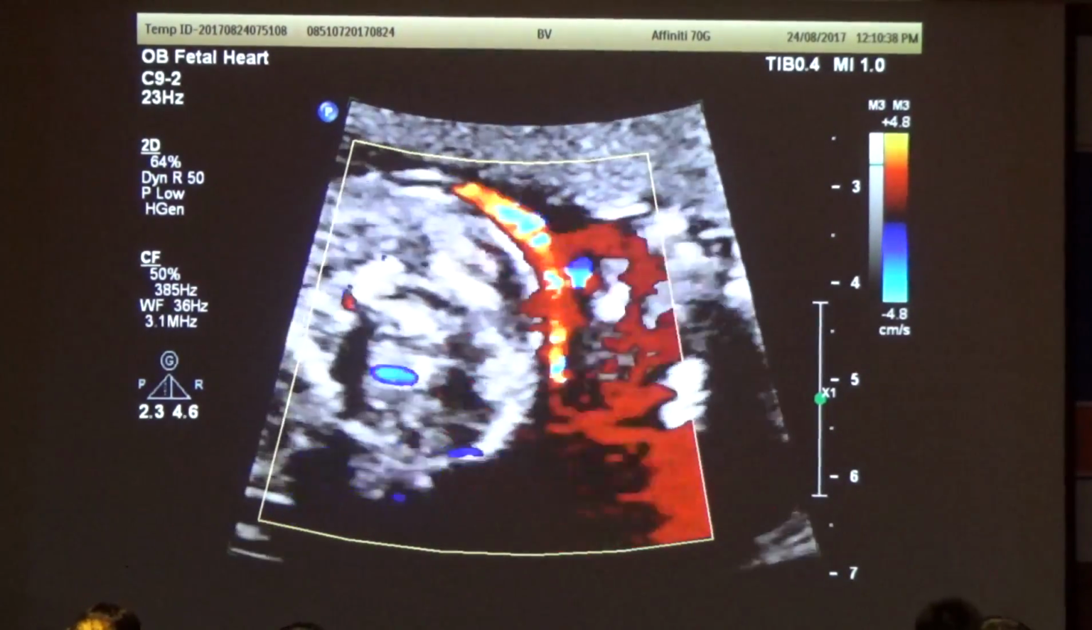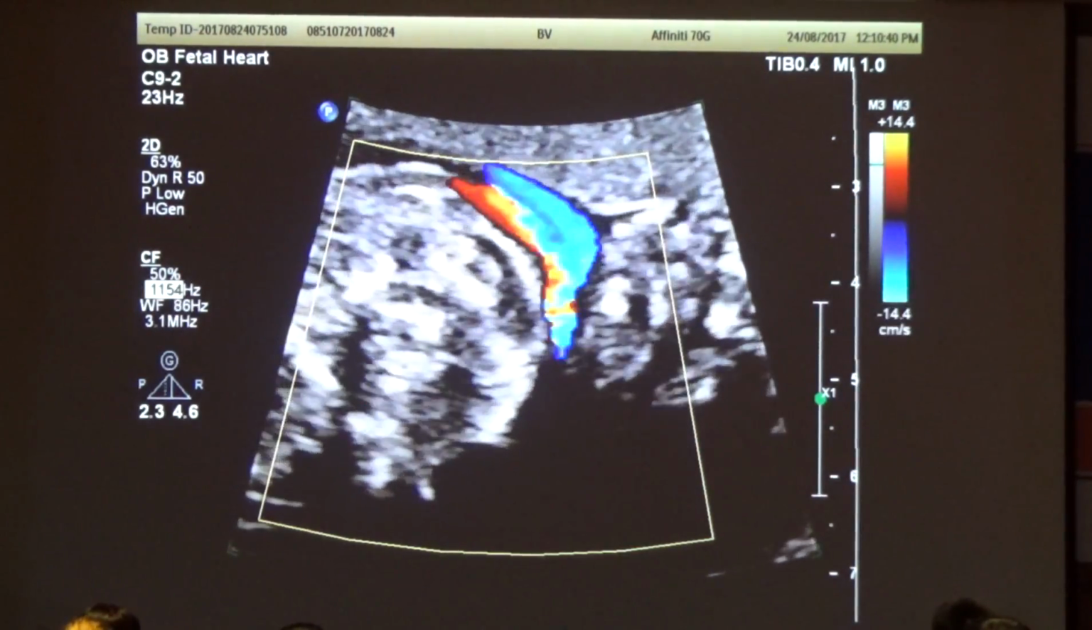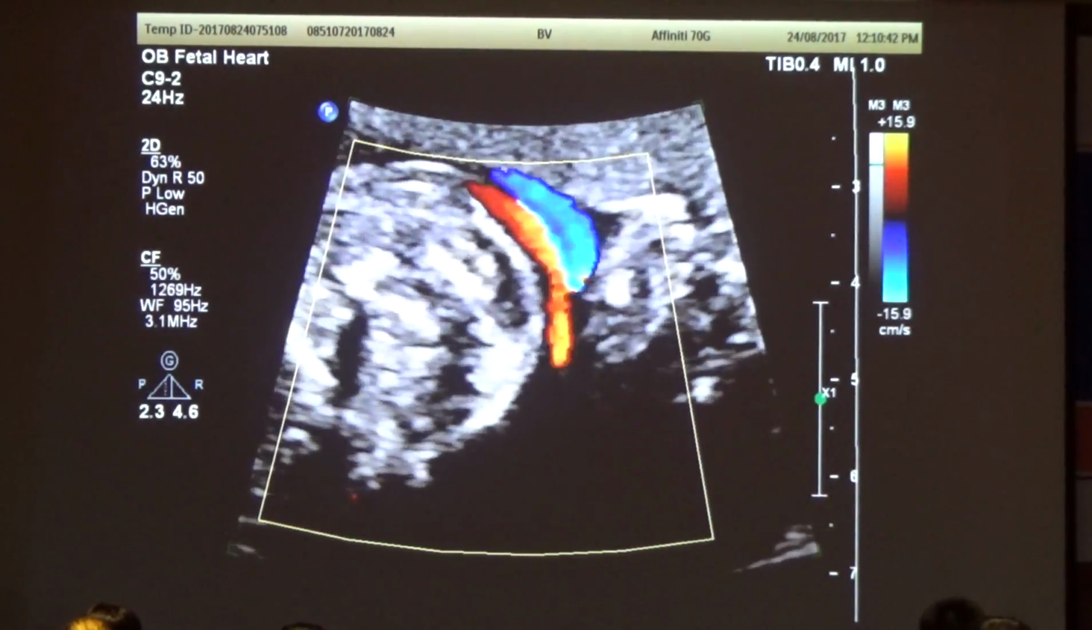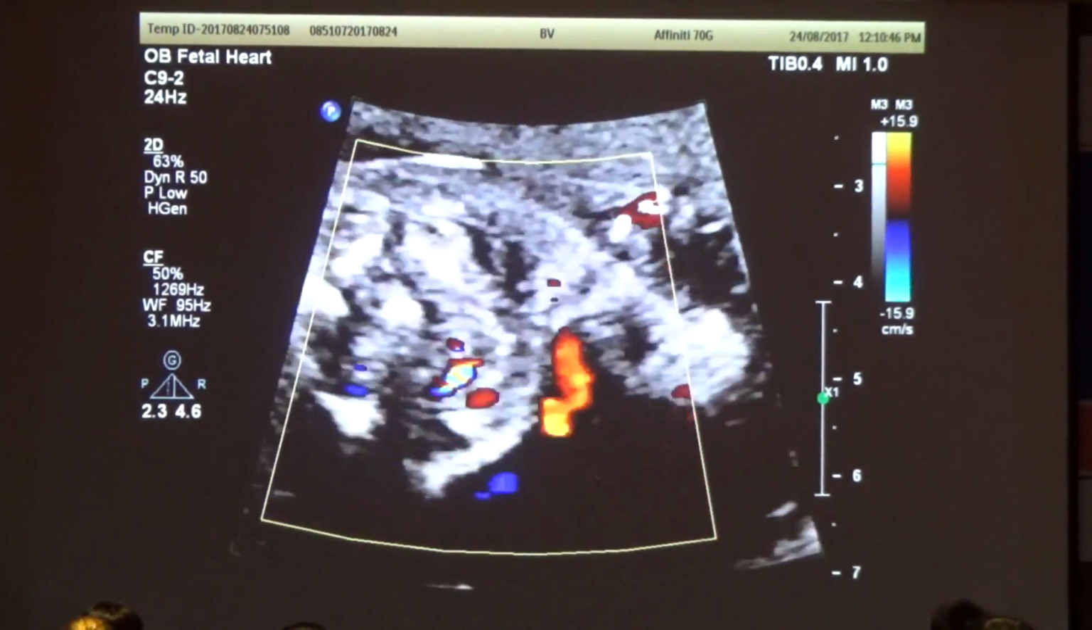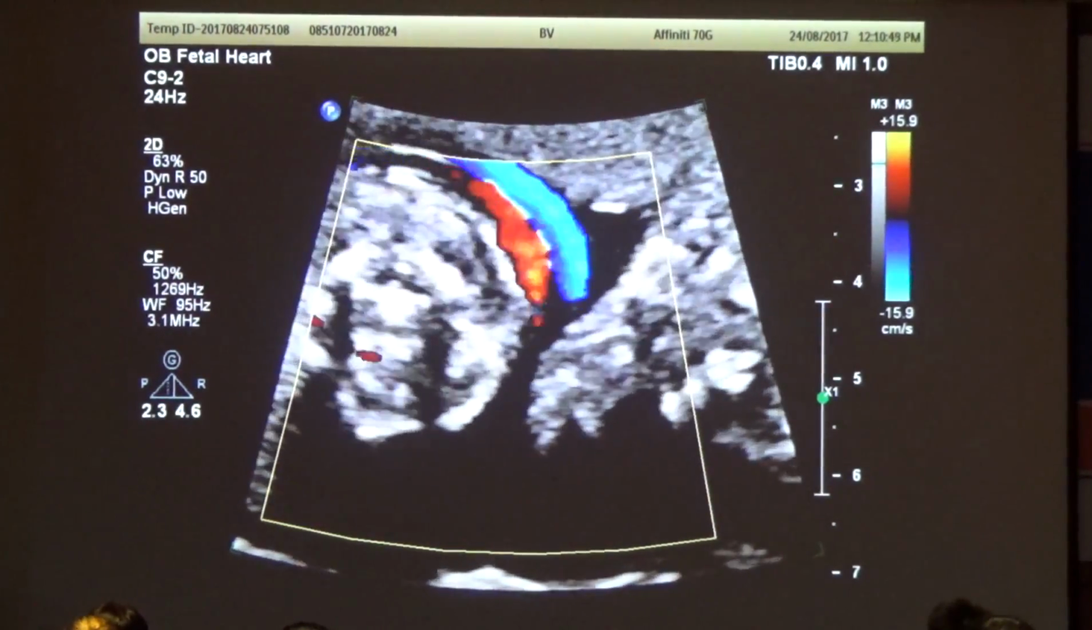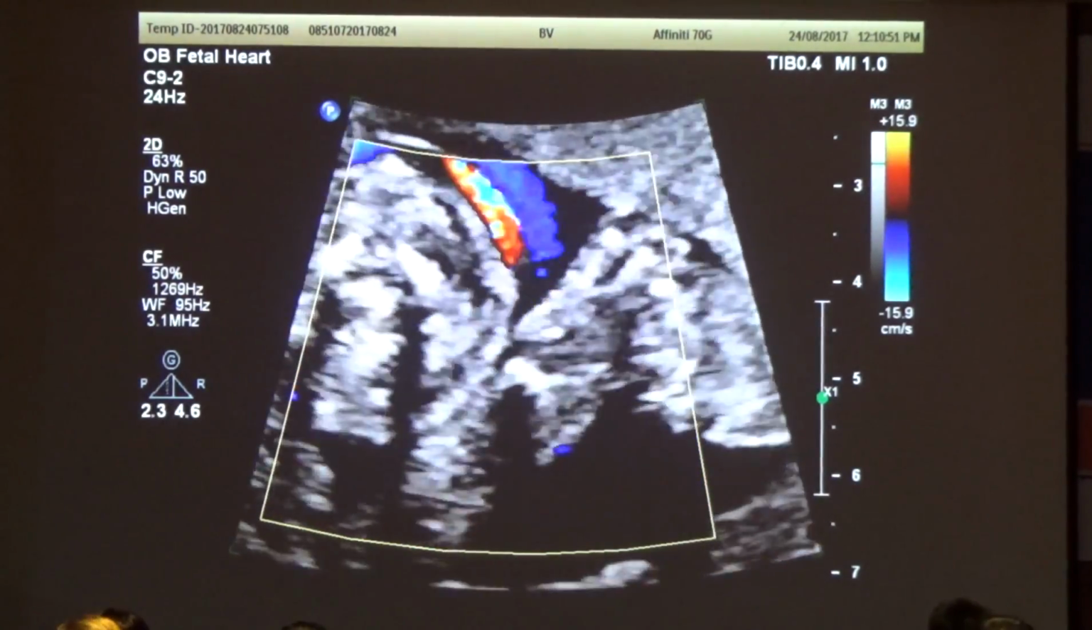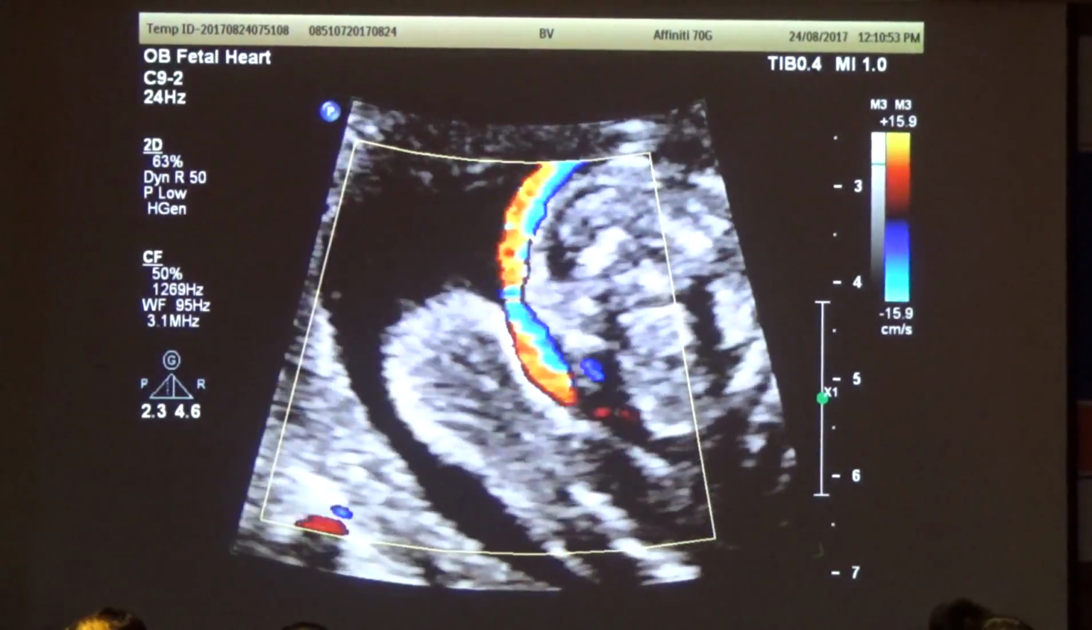Okay, now we want to turn the scale up a little bit so that we can see the difference between artery and vein. They're both going in the opposite direction. The big one is the vein. The blue one is the vein and the red one is the artery. Tĩnh mạch rốn.